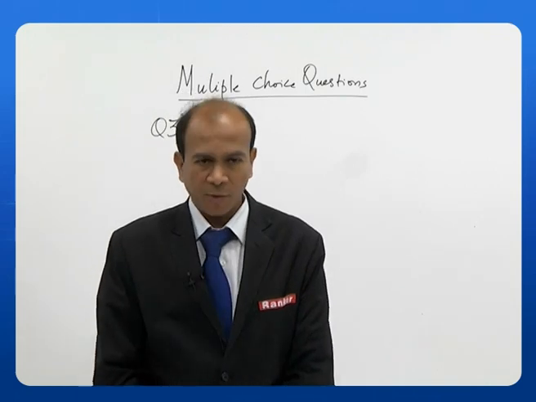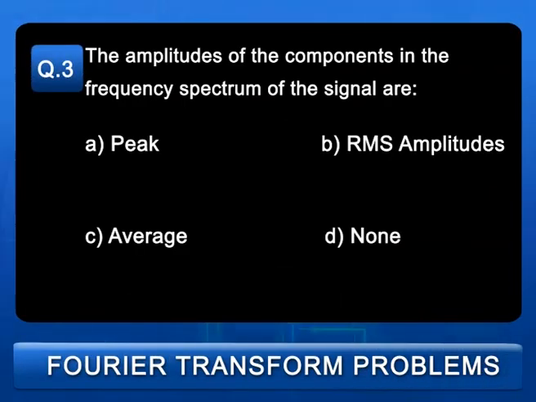Now, let us look at the third question. The amplitudes of the components in the frequency spectrum of the signal are: A. Peak values, B. RMS amplitudes, C. Their average values, or D. None of the above.